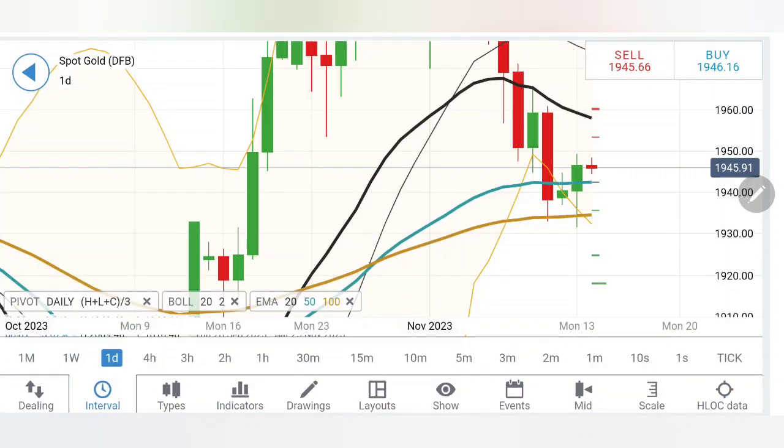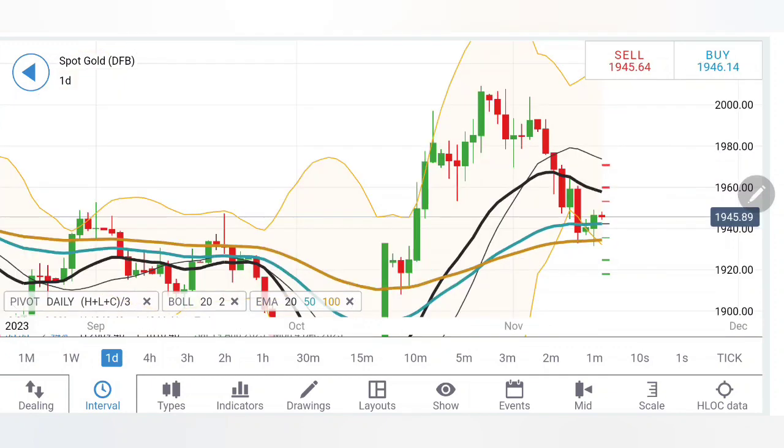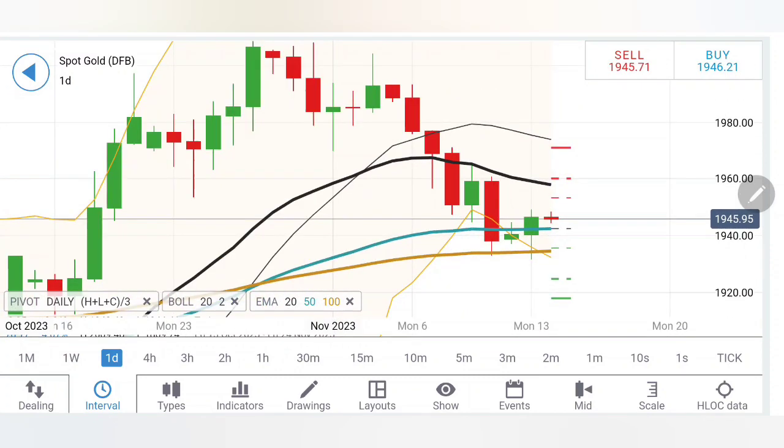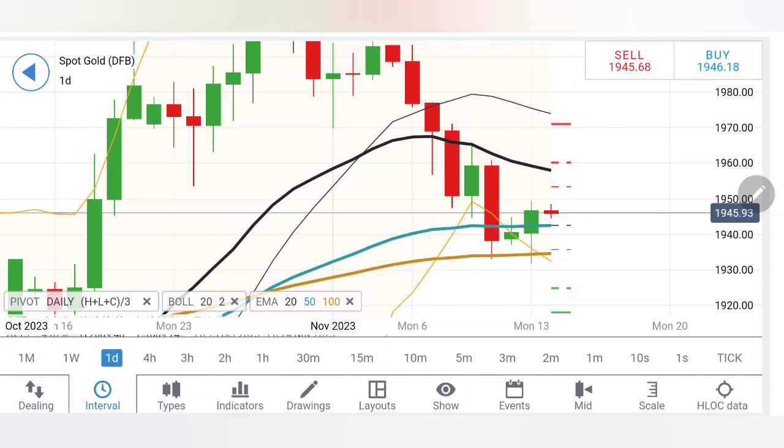Coming to the daily charts, if you look closely, prices were divergent from the moving averages. It has converged here. The moving averages are still bullish. All three, that is the 20, 50 and 100 period moving averages, are laid one over the other. It is still in the green zone, or the buy zone. There is no crossover seen.